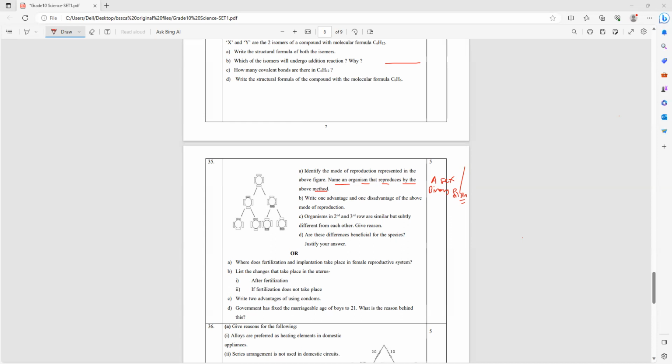Next, second question. Write one advantage and one disadvantage of the above mode of reproduction. Anybody? What is the advantage of that one? So you can create exact copies of the parent. Yes, that is it, minimal variations. So we can make exact copies of offspring and also a large number of offspring at a rapid rate. That is the advantage. We can produce in bulk because asexual reproduction does not require a time lapse.